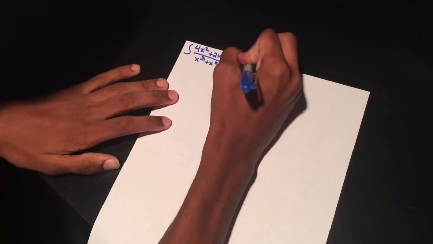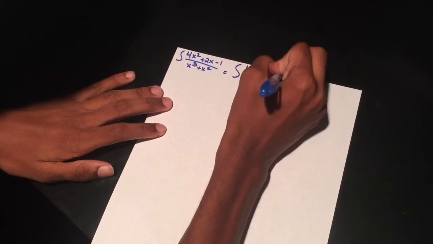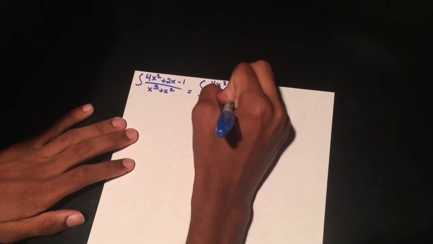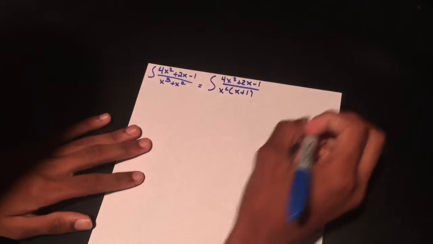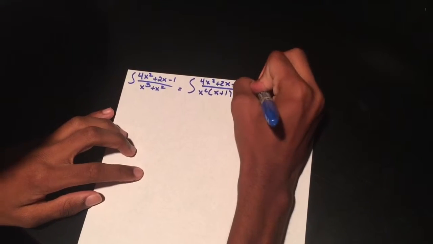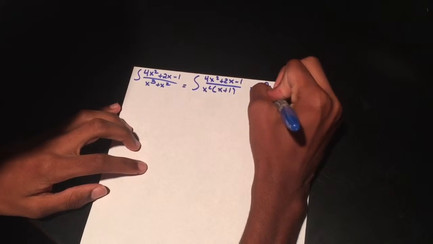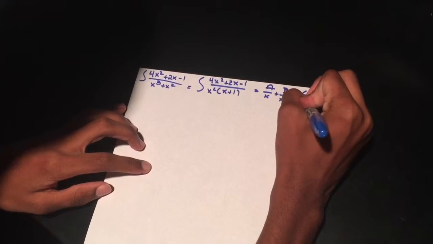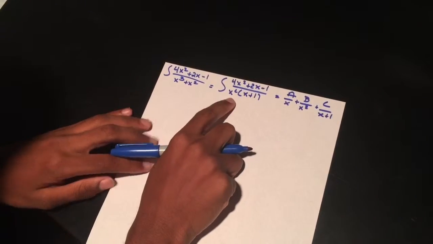So let's just rewrite this as 4x squared plus 2x minus 1 over x squared times x plus 1, and keep in mind that x squared is reducible to x times x. So now let's rewrite this as A over x plus B over x squared plus C over x plus 1. The reason for the A and the B is because this is, once again, reducible.